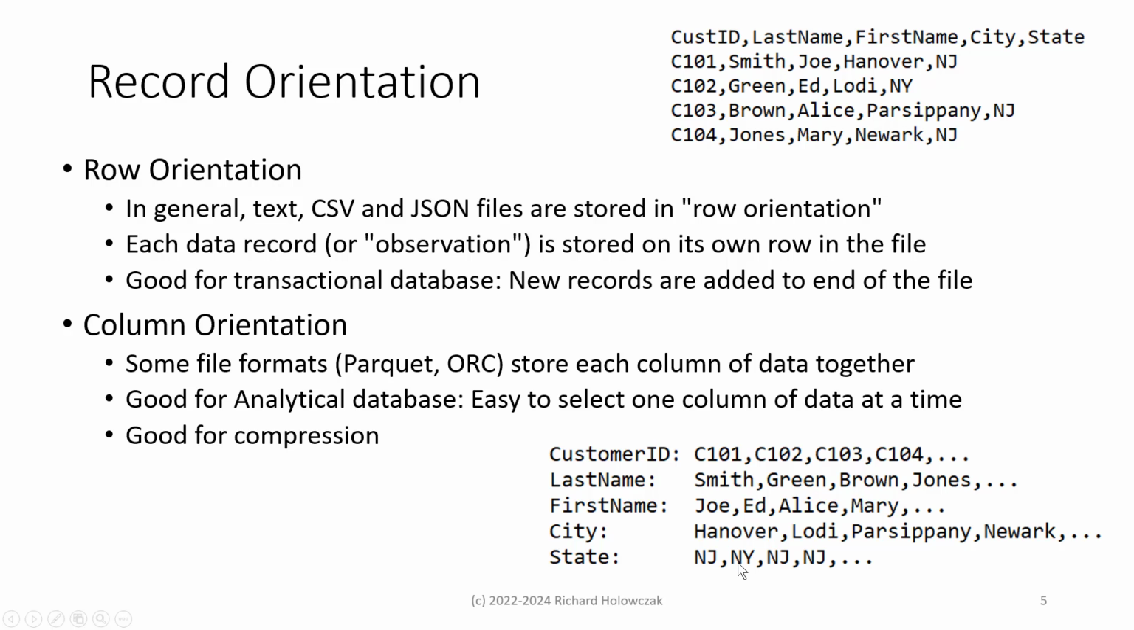This is also pretty good for compression. If all of the similar data is together in the same column, we can very easily compress this and save some space. Column orientation is great for analytical purposes because we can pick and choose a couple of columns at a time. However, they're not very good for transaction processing.